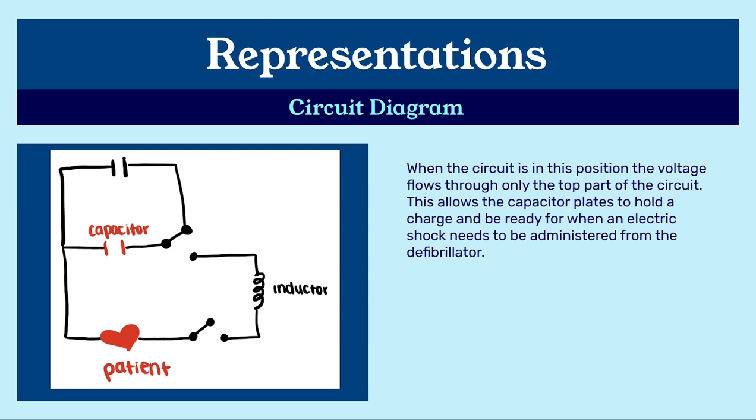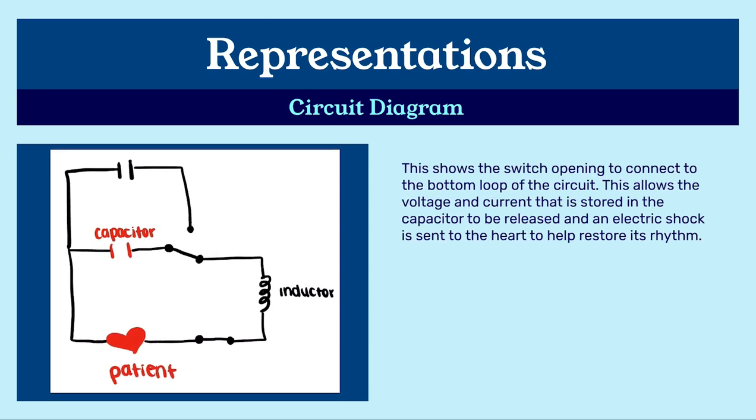I chose to draw a circuit diagram, and in this position, the current is only flowing through the top loop, and this allows the capacitor to charge, and when ready, it can deliver the electric shock. And then in this position, the current and voltage flow through the bottom loop, and when ready, it can send the electric shock to the heart.